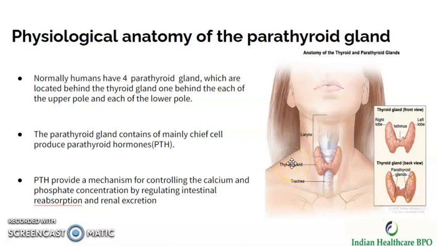The parathyroid gland consists mainly of chief cells which produce parathyroid hormone. Parathyroid hormone provides a mechanism of controlling the calcium and phosphate concentration by regulating the intestinal reabsorption and renal excretion.